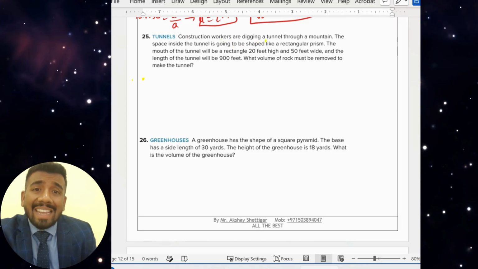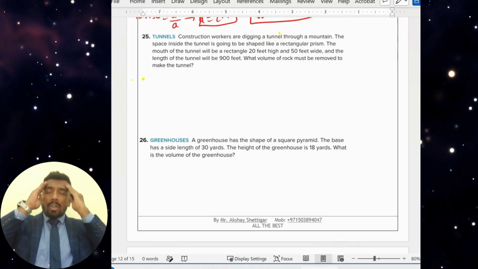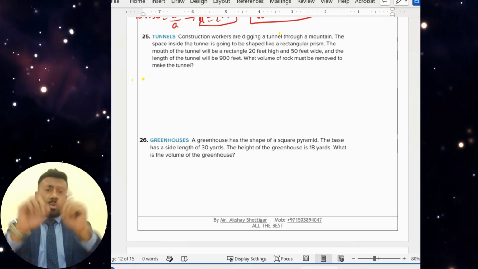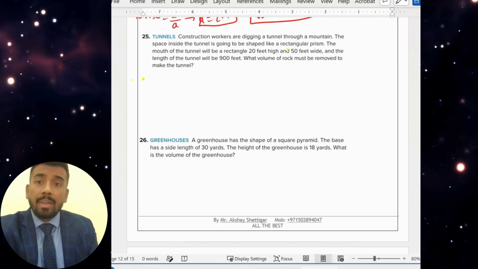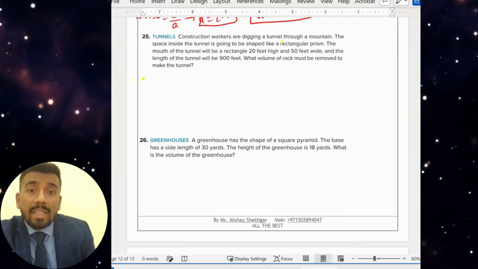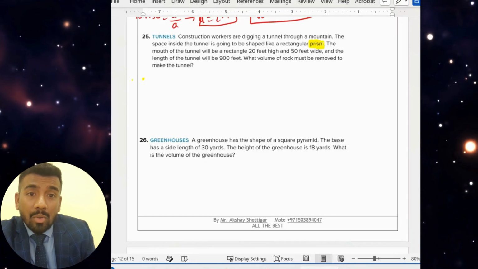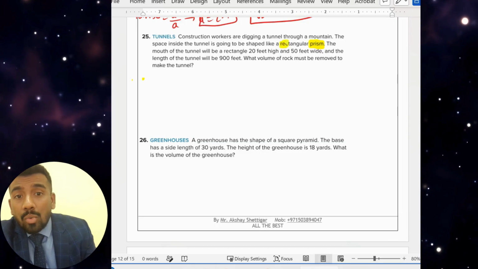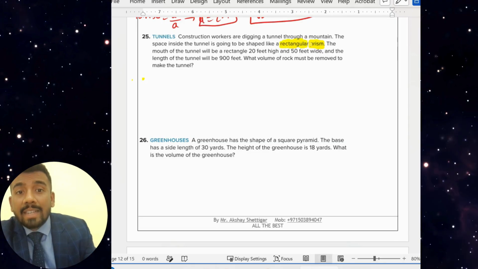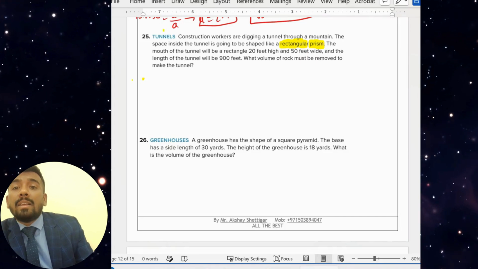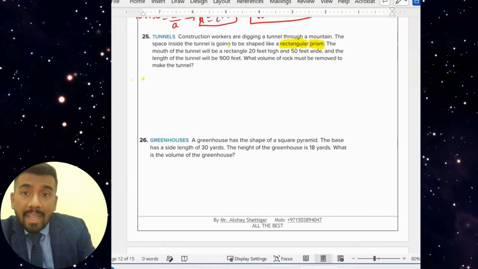Construction workers are digging a tunnel. Now, whenever you hear tunnel, you think it will be like a cylinder. No, it's not a cylinder. Read ahead. The space inside a tunnel is shaped to be a rectangular prism. So I know it's a prism, and I also know what the base of it is. It's a rectangle. The mouth of a tunnel will be a rectangle.